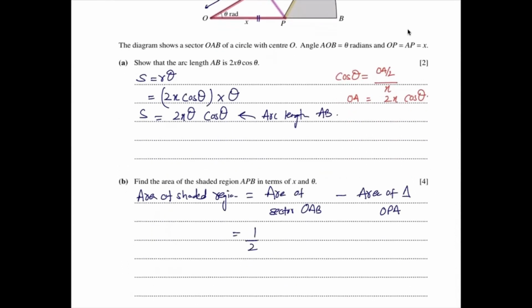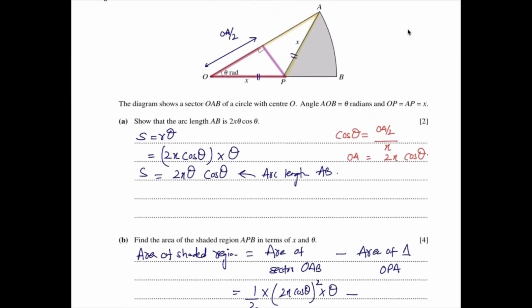Now, area of the sector is given by the formula half times r square theta. The radius came out to be 2x times cosine theta, half r square times the angle theta, minus the area of the triangle. Now, it was an isosceles triangle. So what we can do is we can find the perpendicular length using the trig ratio, and then just use half multiplied by base times height. That is one way to go about this question.